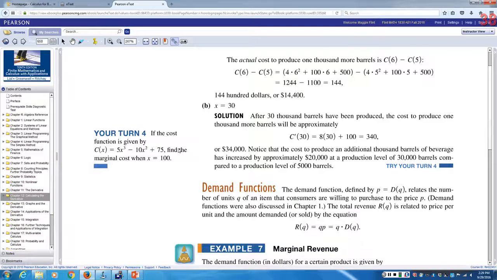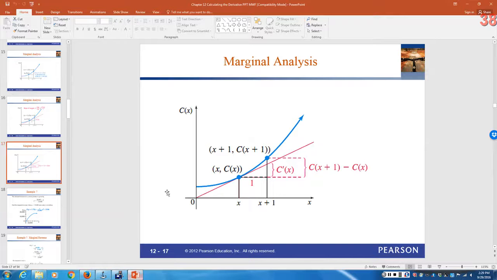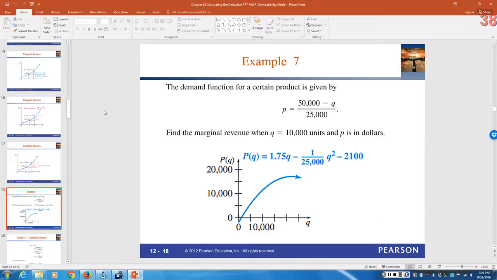So now we're going to try example 7. You can work with me. This is example 7. This is an application of marginal analysis. It says the demand function for a certain product is given by P equals 50,000 minus Q over 25,000. And they want us to find the marginal revenue. Now notice they did not give us the revenue equation. What they gave us was the demand function.